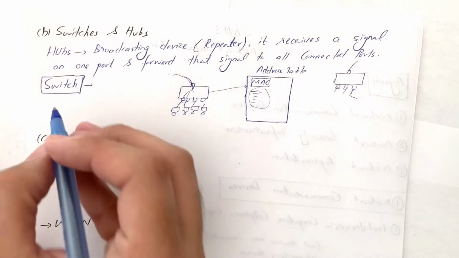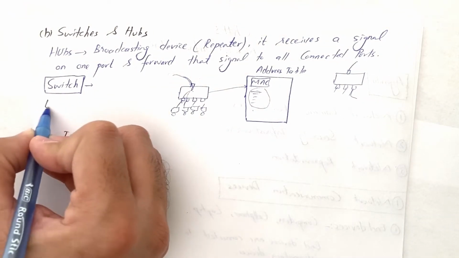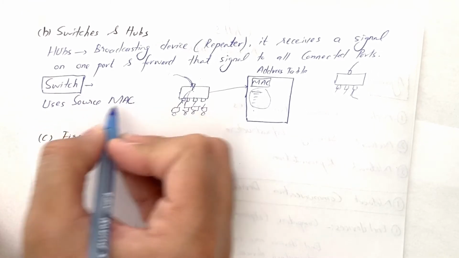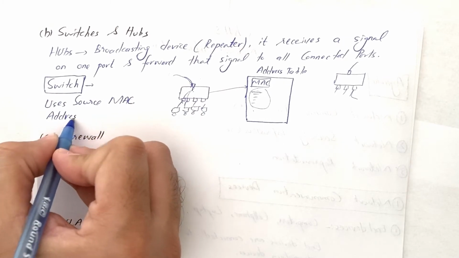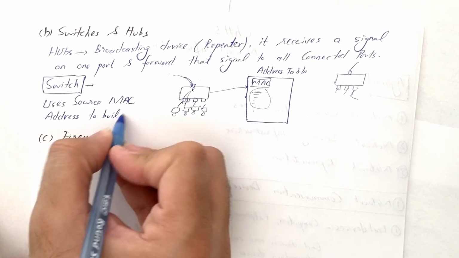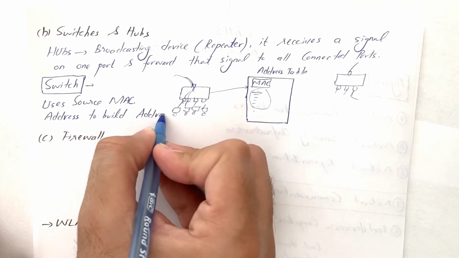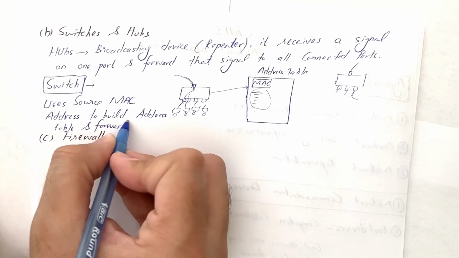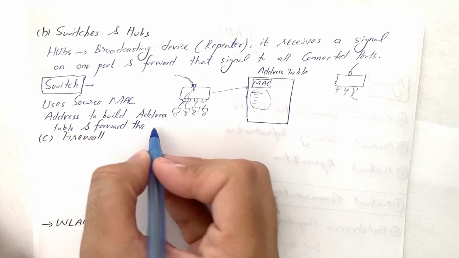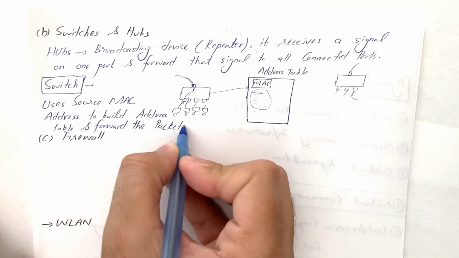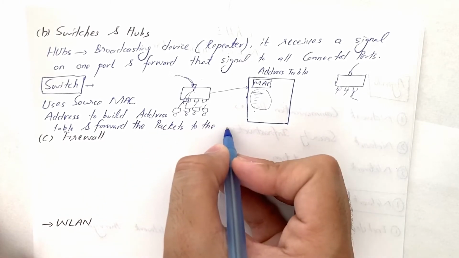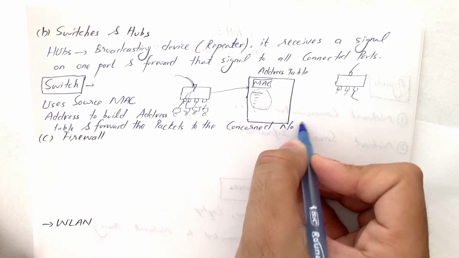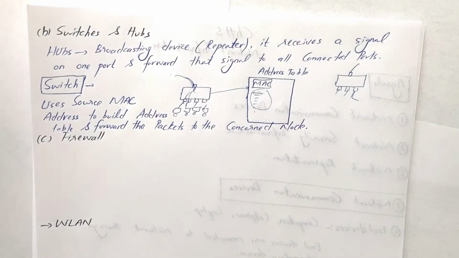So what a switch does is it uses source and destination MAC addresses to build the address table and forward the packets to the concerned node. So that's what the switch is.